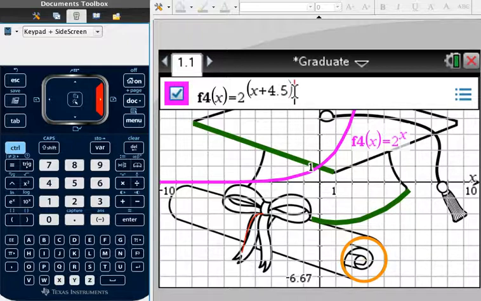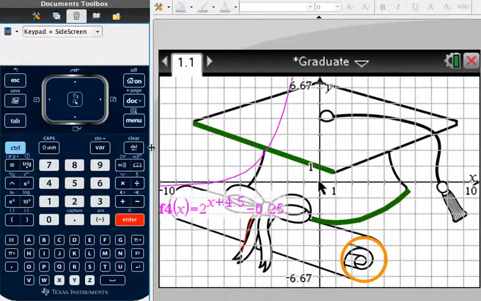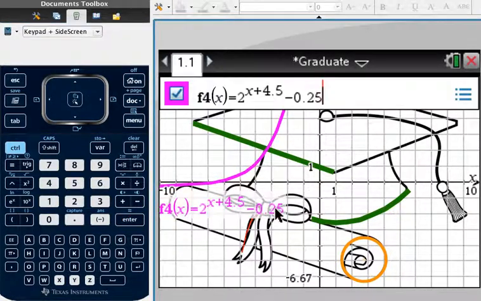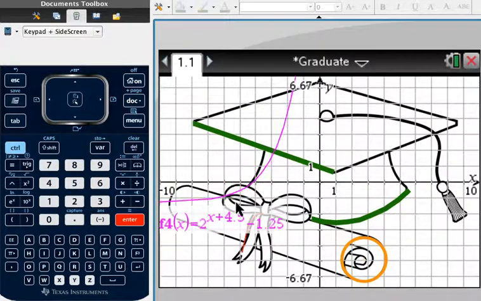And then for my vertical shift down, I need to come out to the very end of the equation and do a minus, let's say minus 0.25, just to get it to shift down. It may have to go a little bit farther down. I just guesstimated that, and now that I have it in the right area, I'm going to fiddle with the formula a little bit more to get it where I want it.